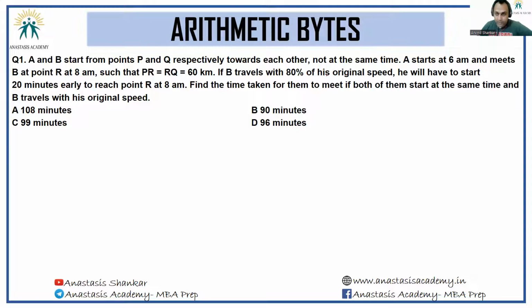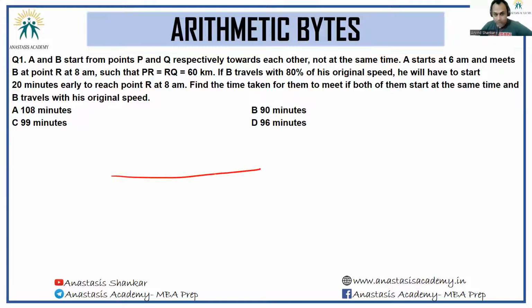If B travels with 80% of his original speed, he will have to start 20 minutes early to reach point R at 8 a.m. Find the time taken for them to meet if both of them start at the same time and B travels with his original speed. Okay.